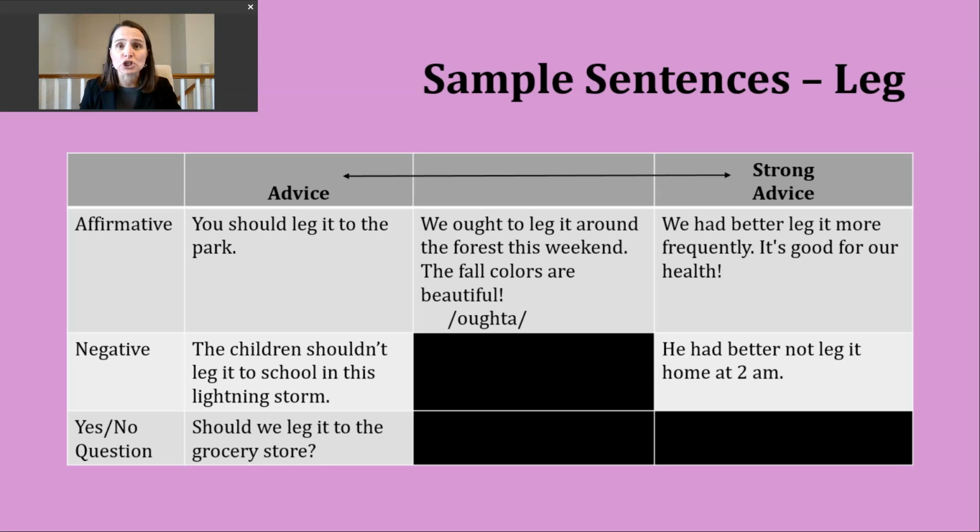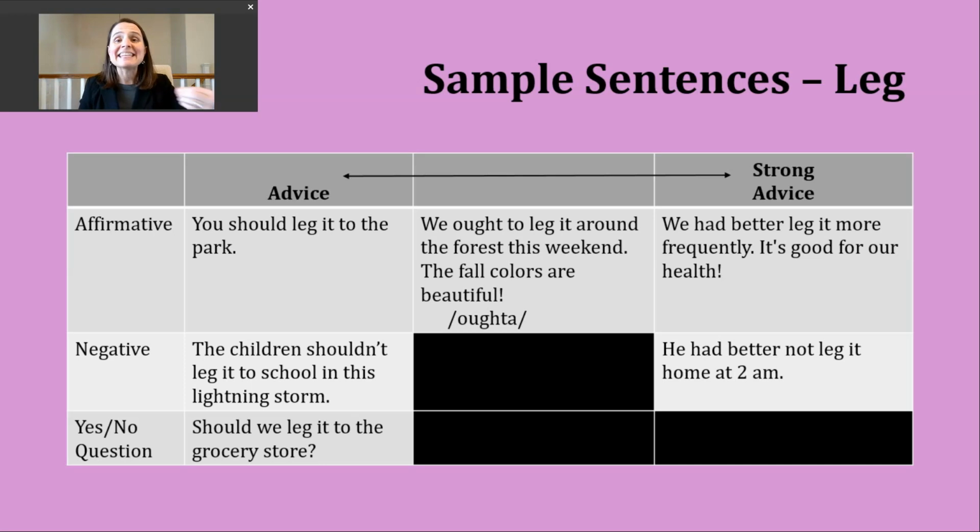Okay, so let's start with sort of the most common way to give advice, and that's with the modal should. Our structure for an affirmative or positive piece of advice, where we're telling someone that it's a good idea to do this action, is our subject using the modal should and then the base verb. You can see that in this sentence: you should leg it to the park, right? You should walk to the park. You should travel there on foot, not by bike, not by car, okay?